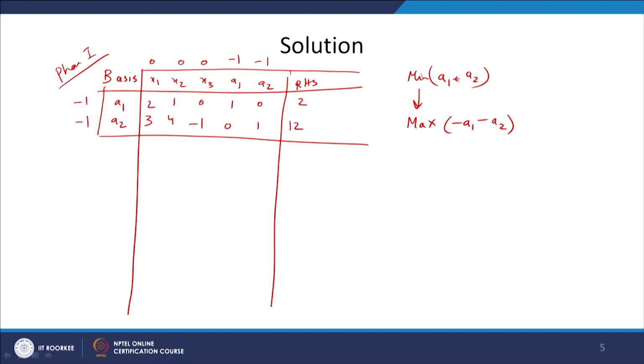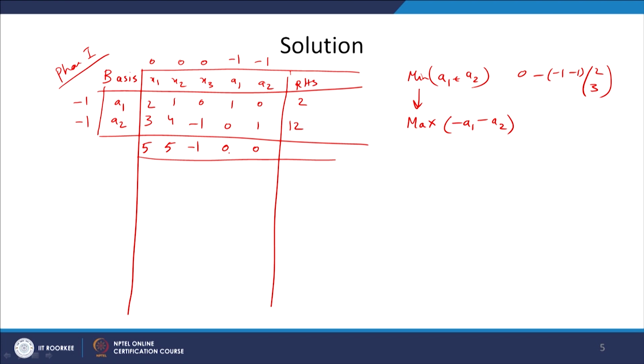Next, we need to calculate the deviation entries. So, what are the deviation entries? They are obtained like this: 0 minus 1 multiplied by 2 3, and using this the deviation entries are 5 5 minus 1 0 and 0. Remember that the deviation entries corresponding to the basic variables is always 0.